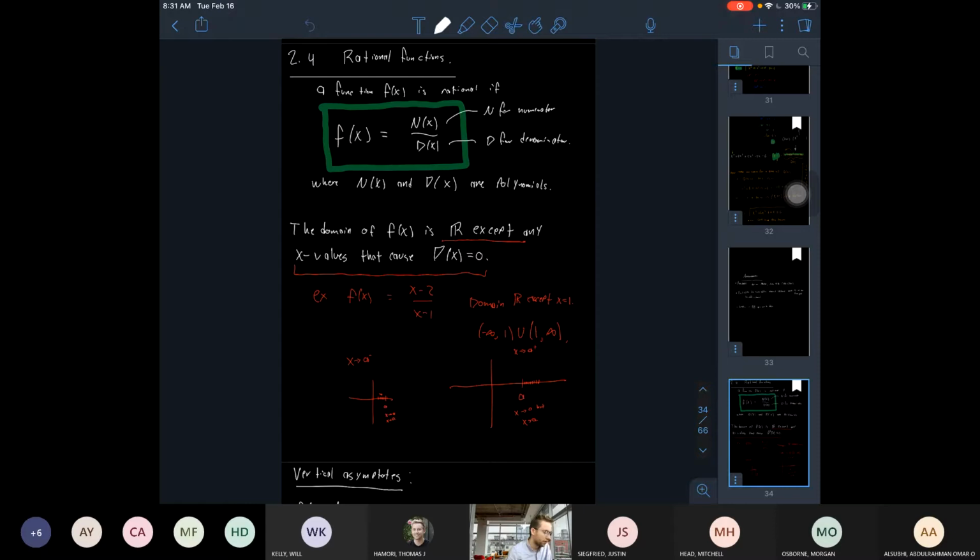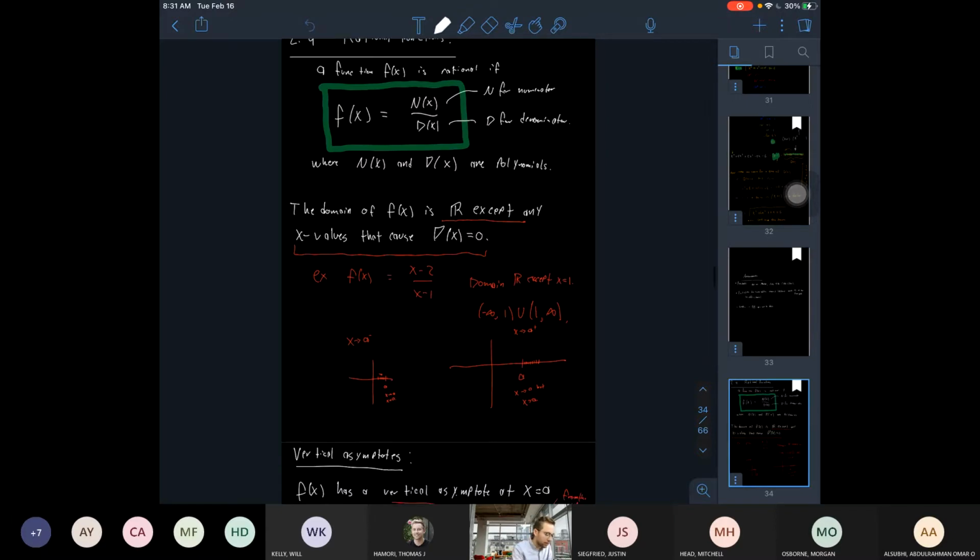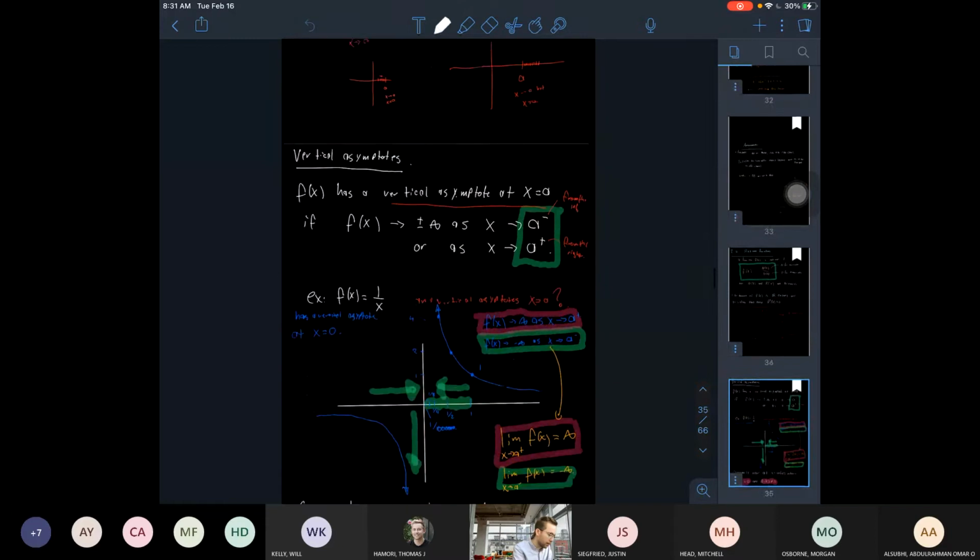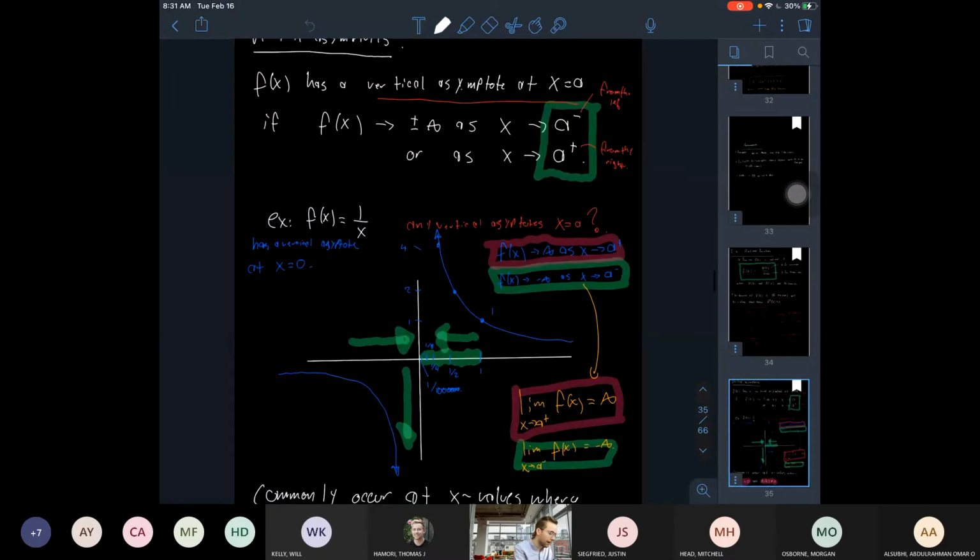We talked about horizontal asymptotes, vertical asymptotes, and holes. Those were the big things. A vertical asymptote was when the function was blowing up, like we see in the graph of 1 over x. It's getting really, really huge when x is close to 0. It happens that 1 over x gets really huge on the right side of 0, and on the left side of 0, it goes down to negative infinity.